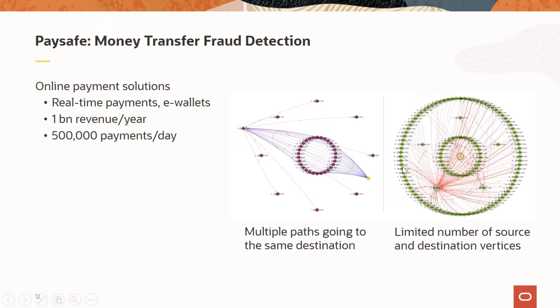And in the figure on the left, you can also see there are lots of vertices or nodes, lots of money transfer happening, lots of edges, but a relatively small number of source and destination vertices. So this again is something that would alert Paysafe that this is something they had to look at more closely. So they would alert their business analysts to look at these transactions more closely. So they have found a lot of business value in modeling some of their data as a graph, doing analysis based on that, and visualizing their data as a graph.